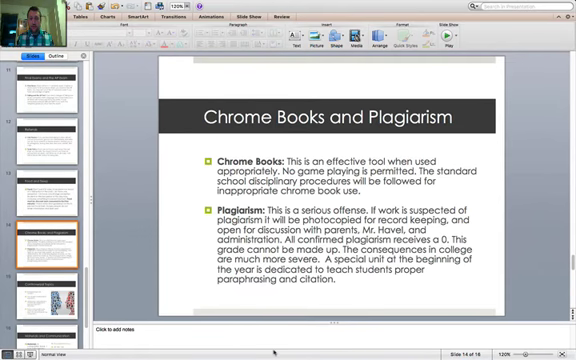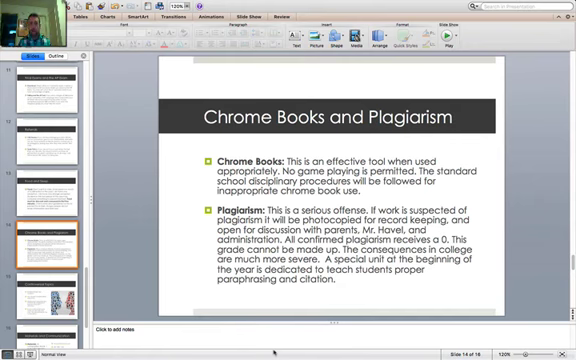Chromebooks and plagiarism. Plagiarism, excuse me. It's a serious offense, and they can lose their scholarships and get kicked out of college for it. And so students need to be aware of that. So I discipline it pretty accurately. And I think it's pretty self-explanatory.